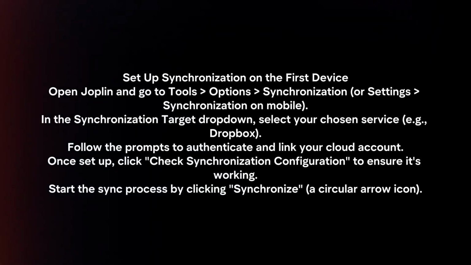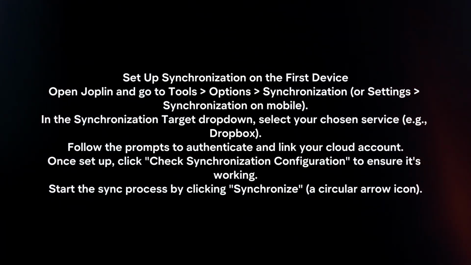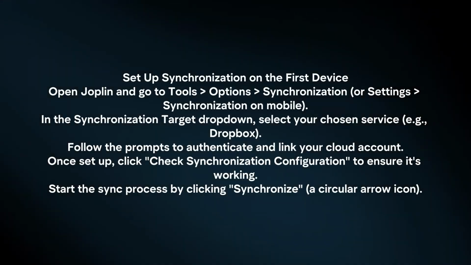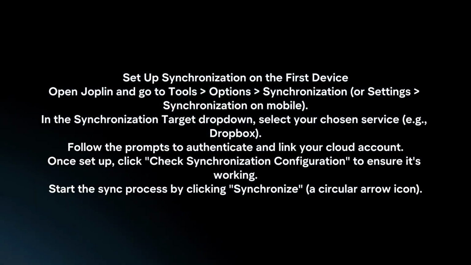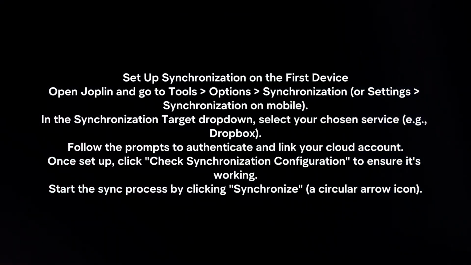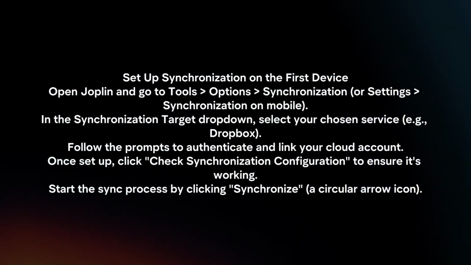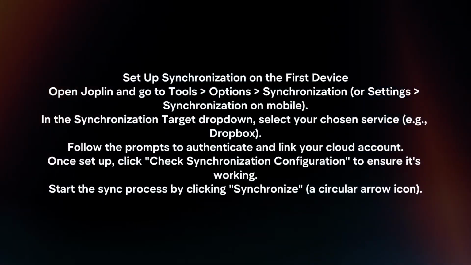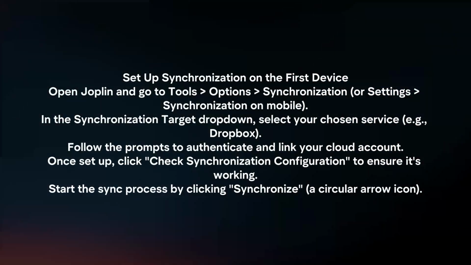Set up synchronization on the first device. Open Joplin and go to Tools, Options, Synchronization. In the Synchronization Target dropdown, select your chosen service. Follow the prompts to authenticate and link your cloud account. Once set up, click Check Synchronization Configuration to ensure it's working. Start the sync process by clicking Synchronize.